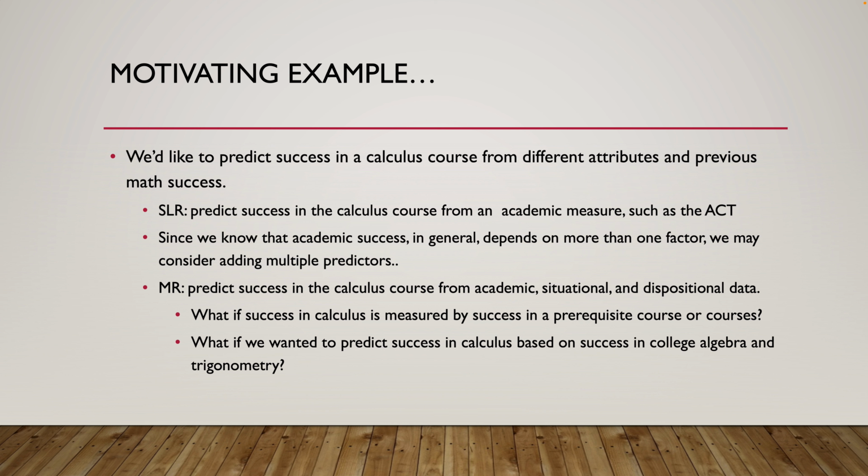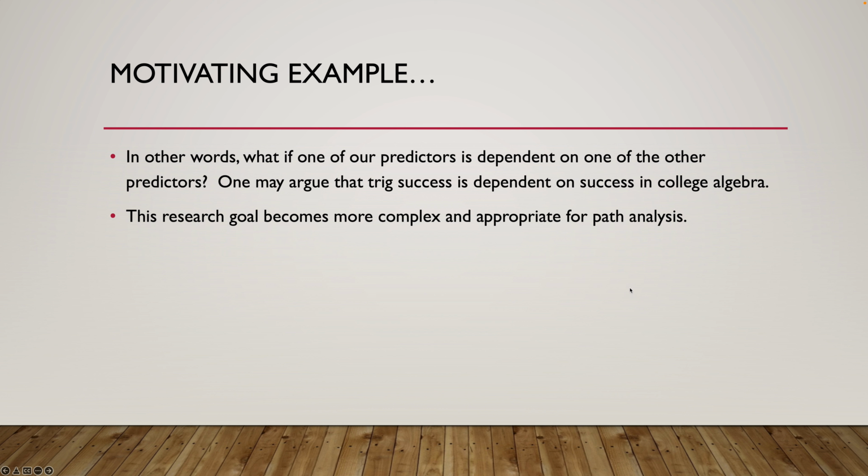assuming the non-pre-calculus model, and having a college algebra course leading into a trig course, leading into a calculus course. And you can see in this design why just throwing algebra and trig in as predictors when college algebra came before trigonometry may not be appropriate. So, in other words, what if one of our predictors is dependent on one of the other predictors? And one may argue, and I would, that trig success is dependent on success in college algebra. So the goal becomes more complex and appropriate for something called path analysis.